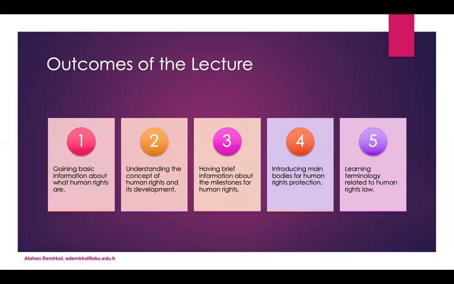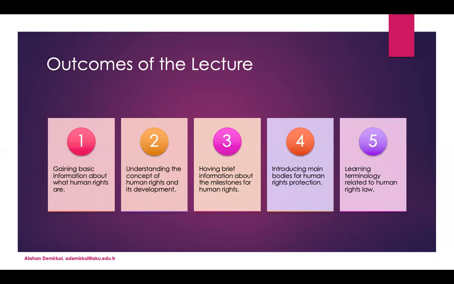For the third one, I also aim to provide you brief information about the milestones for human rights. As I mentioned, there are some milestones, like ancient times for the philosophy of human rights, then the 16th or 17th centuries for the human rights law concept. Then it becomes international human rights law with the establishment of nation states. And then during the 20th century, especially after the Second World War, it became an international human rights law concept. We have to have this information as a timeline of the evolving concept.